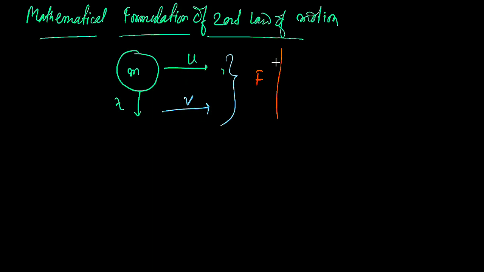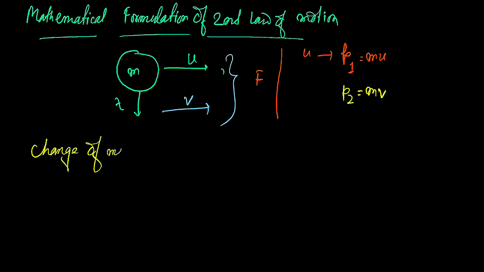For the initial velocity u, the momentum is represented by p1, that is mu. And for the second velocity v, the momentum is p2 equal to mv. Right or wrong? Simply yes. Now if you ask me, sir, what is going to be the change of momentum? We can write that the change of momentum will be directly proportional to p2 minus p1.